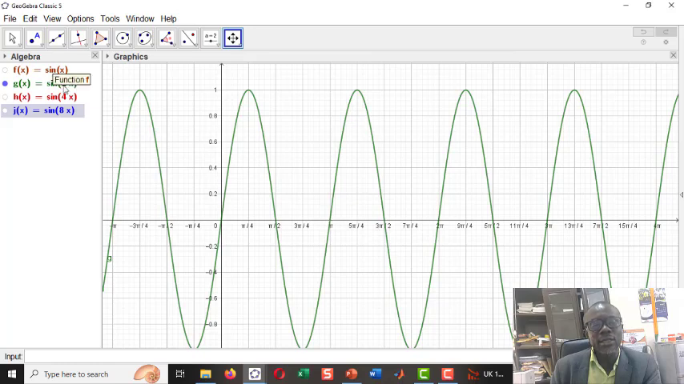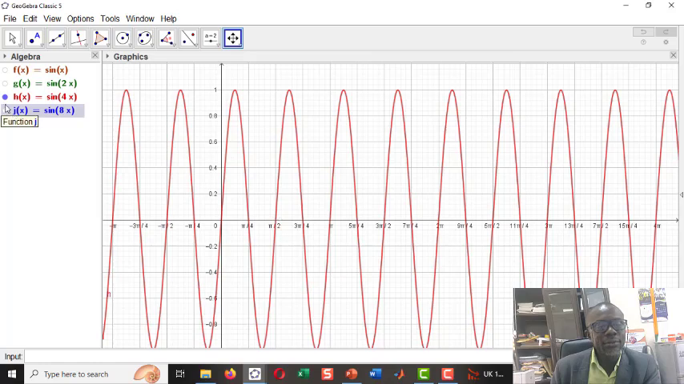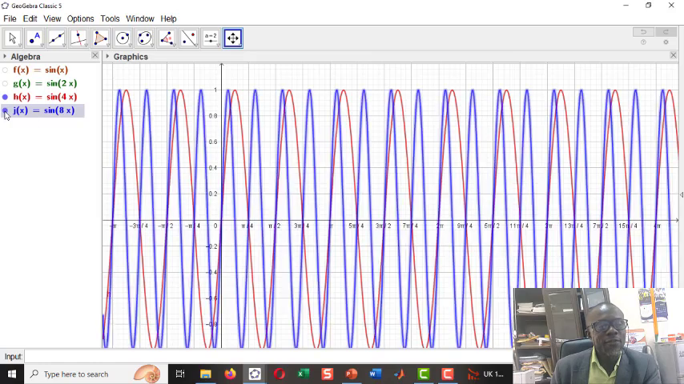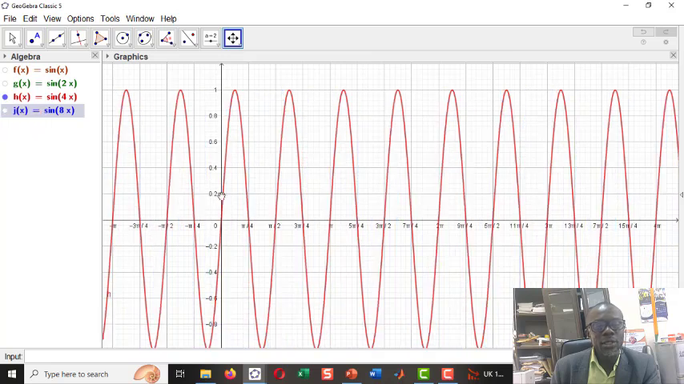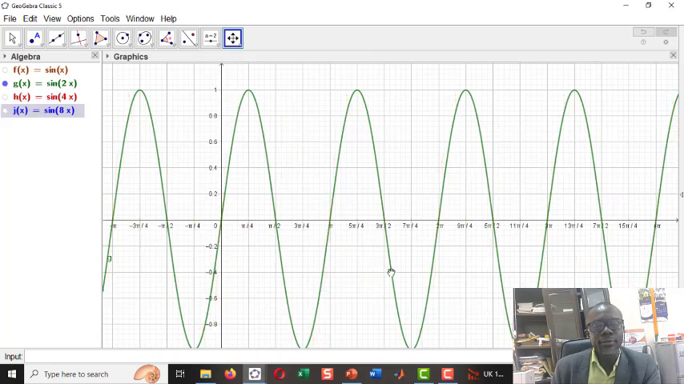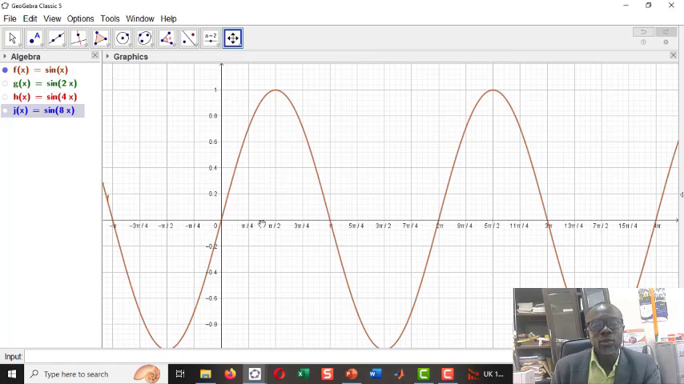So let's link the relationship between the number here and the period. When it's sine 4x, the period was pi on 2. You can check from here. And finally, when it's sine 8x, the period is pi on 4. So we have to record this. Sine 8x, the period is pi on 4. Sine 4x, the period is pi on 2. See here? Sine 2x, the period is pi. And then sine x, the period is 2 pi. So let's use this to check how to get the period of this function.